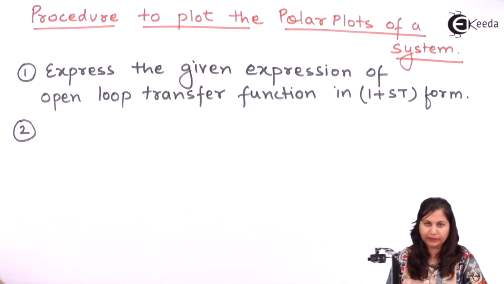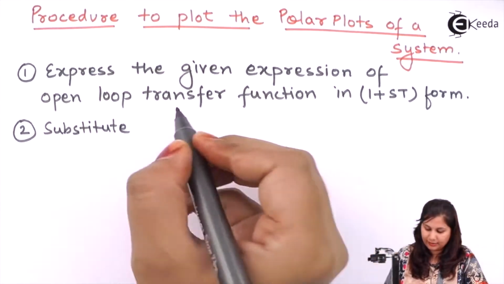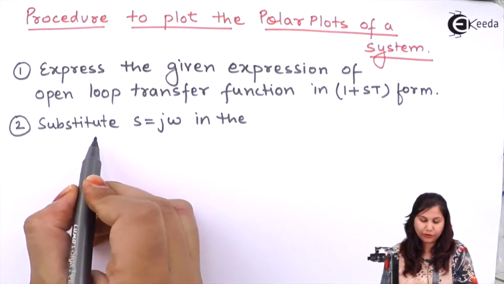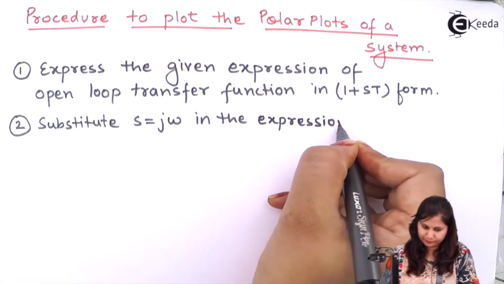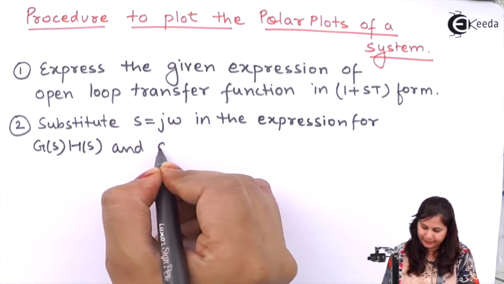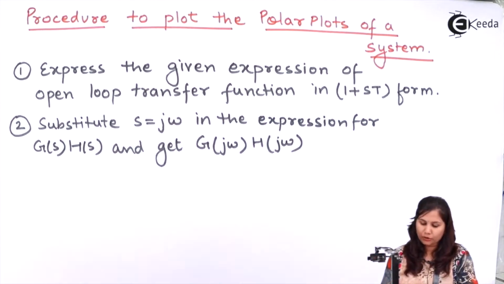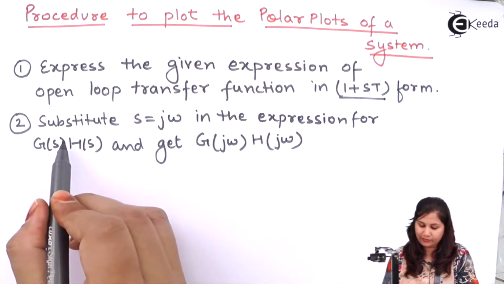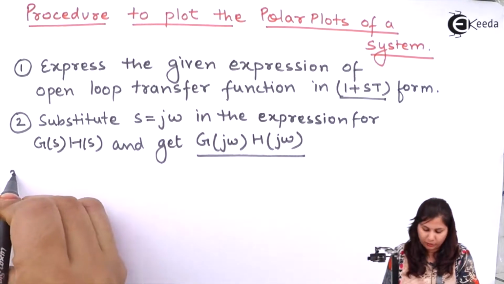Now the second step will be to substitute this s by j omega in the expression for G(s)H(s), to get G(j omega)H(j omega). So the first step was we are given the open loop transfer function. We have to convert it into the form 1 plus sT. Then we have to substitute s by j omega and we have to obtain the expression for G(j omega)H(j omega).